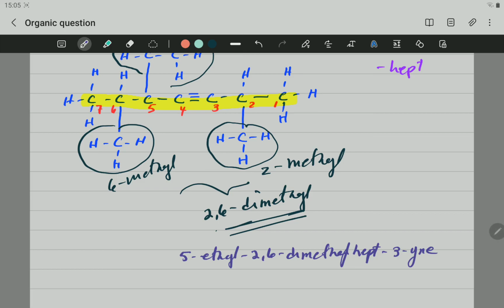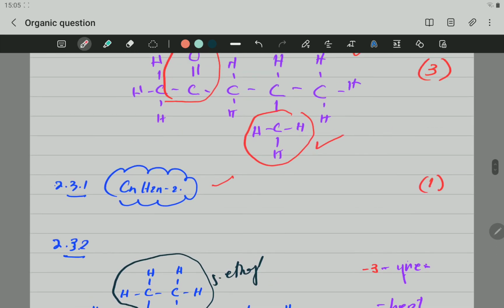You will get 1 mark for each part here. The first one for the substituents. You get another mark for this part here, and 1 for the final part of the question. Those are 3 marks. Okay, that was the question. I hope it is clear. It's a good question to practice.